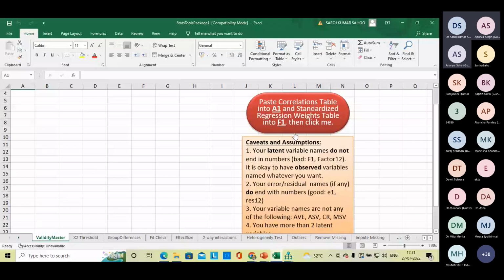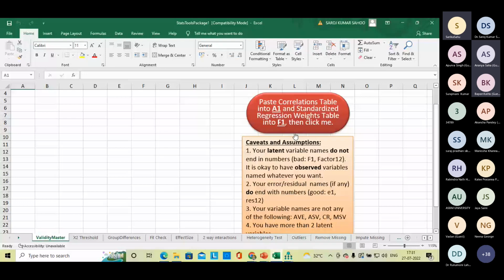Lakshmikant, are you there? Yes, sir. Have you opened? Opened. Sarika, are you there? Have you opened? Yes, sir. Suman, are you there? Have you opened the Excel tool? Yes, sir, got it. Suman De, are you there? No. Okay. I hope all of you have opened this Excel sheet.